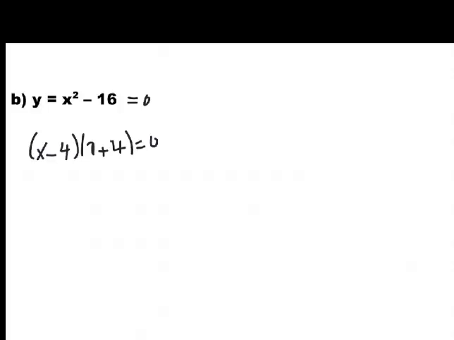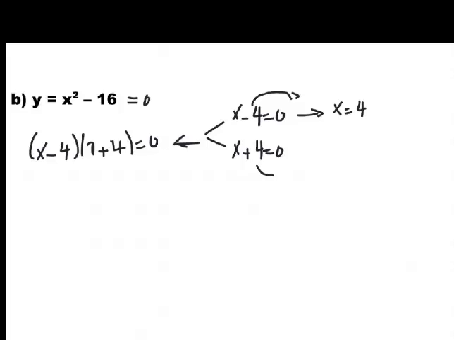Remember, the square root of x squared is x, the square root of 16 is 4, so I can write it as the product of the brackets. Now, when the product of two numbers is 0, this means that either x minus 4 has to be 0 or x plus 4 has to be 0. If x minus 4 is 0, I move it to the right, I get x is equal to 4. I move this one to the right, I get x is equal to negative 4.